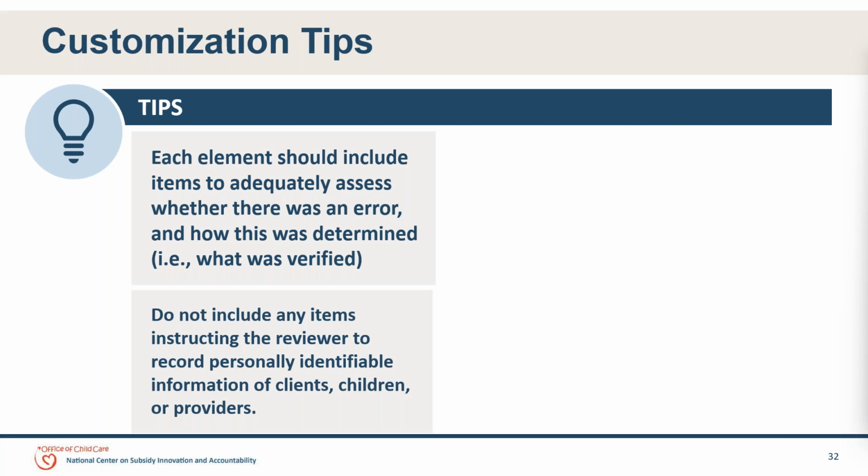The next tip is to not include any items where the reviewer would be asked to record personally identifiable information of clients, children, or providers. So this would include names, birth dates, addresses, workplace names, or provider license numbers, anything that could potentially be traced back to the client or child or provider.